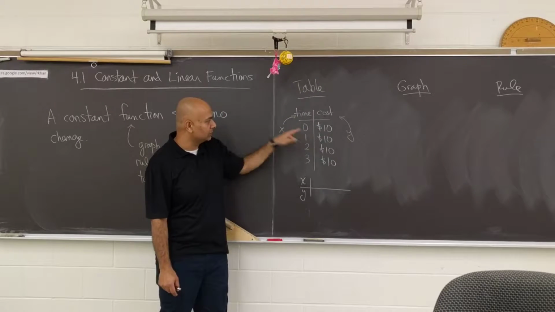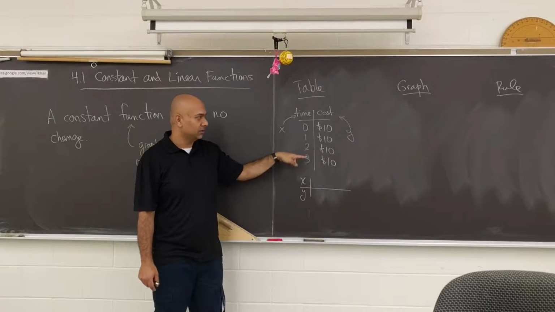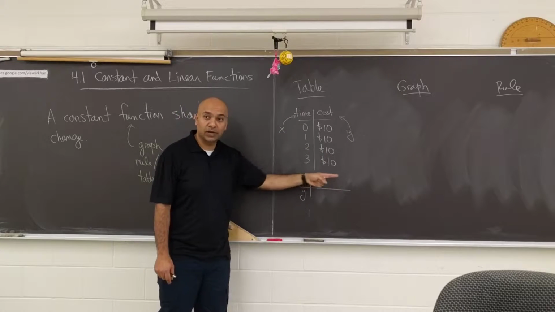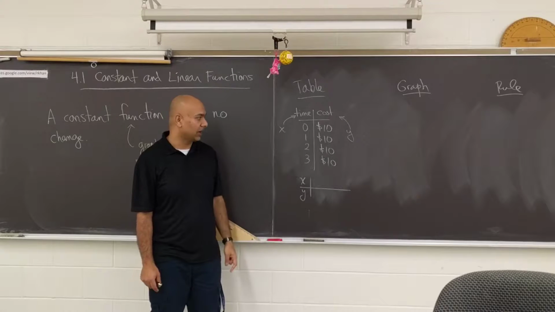So if you see a table of values going this way, don't even think about it. The first thing is always going to be your x, and the second thing is your y. If you see a table of values going this way, don't even think about it. First thing is your x, second thing is your y.